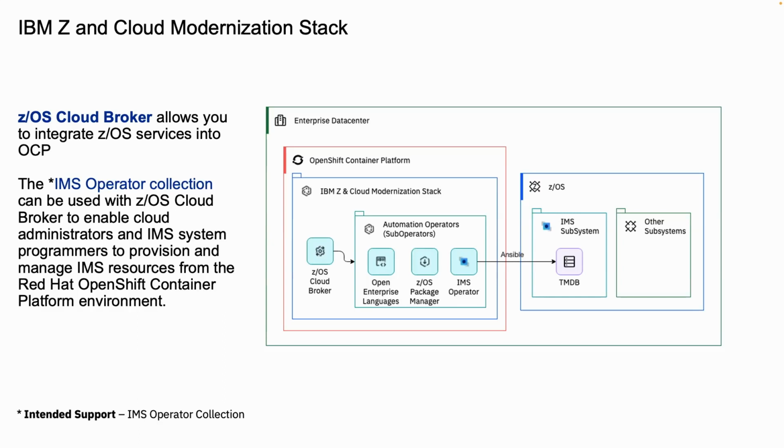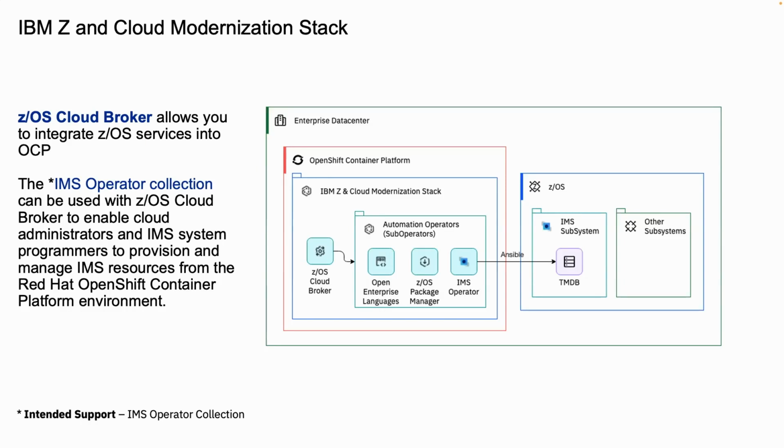So this view is just giving you a high-level overview of what that architecture looks like, where you have your OpenShift Container Platform, which can be deployed in a number of different ways, whether on your own hosted environment or in a cloud environment, right?